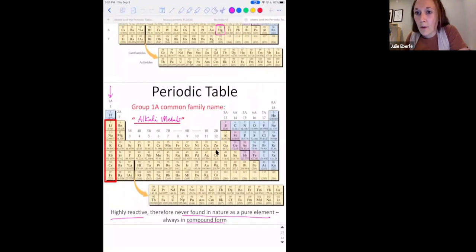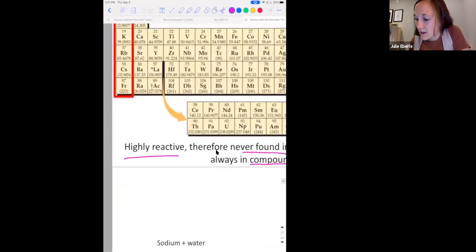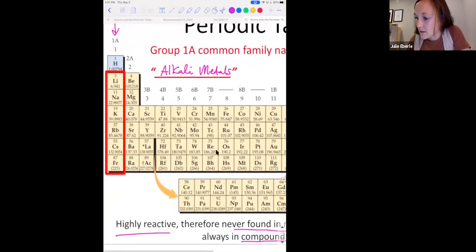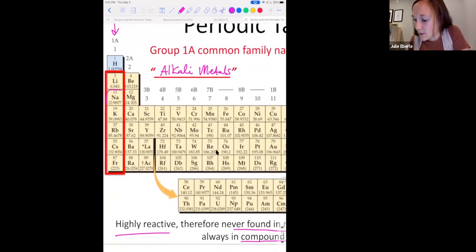So let's talk about the differences. How were these two reactions different? Here is sodium. That was the first video. And here is potassium, both alkali metals. That was the second video. They're both group 1. They're both alkali metals. They're very close to each other on the periodic table, only one row apart. How were these reactions different?